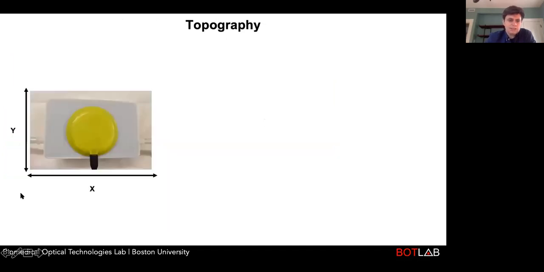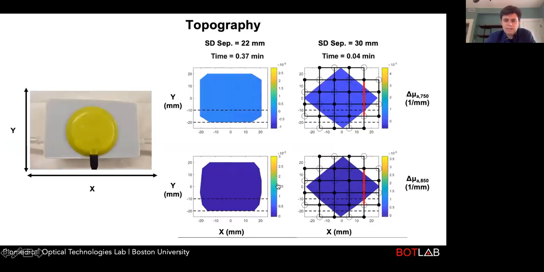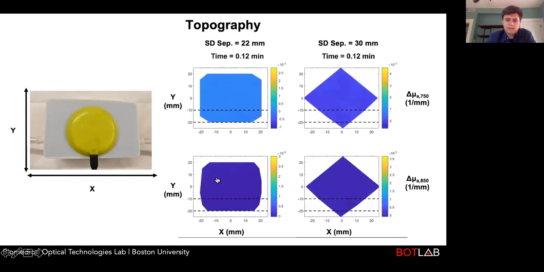And here's our X and Y dimensions. So now we're looking down at the top of the phantom, and we can do topography. And these are videos. Oops, let me start that again. Here we go. So the channel is here. You're looking at the reconstructed data topographically, and the change in mu A at the two different wavelengths, 750 and 850 nanometers. And you can see that contrast change. The two different columns are two different source detector separations.